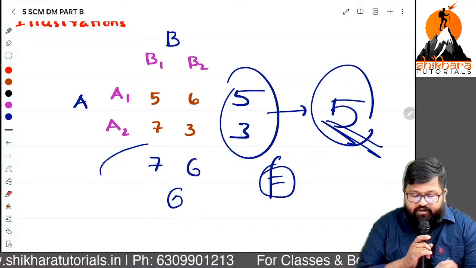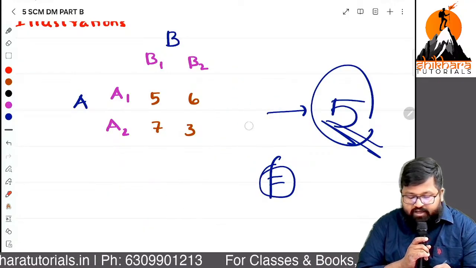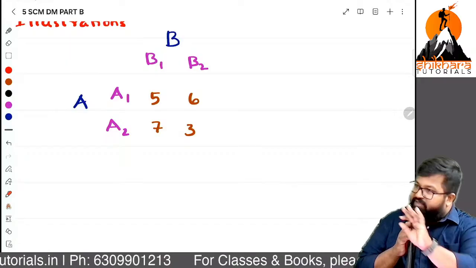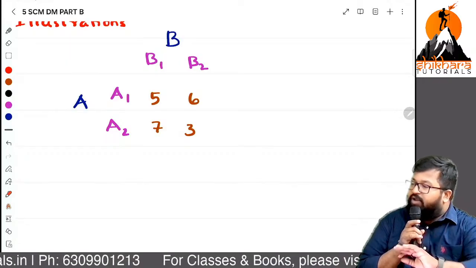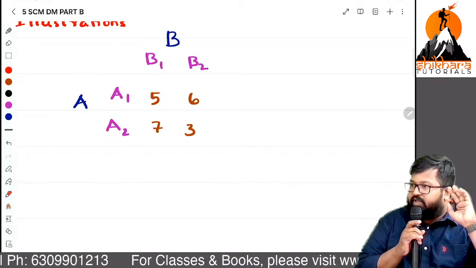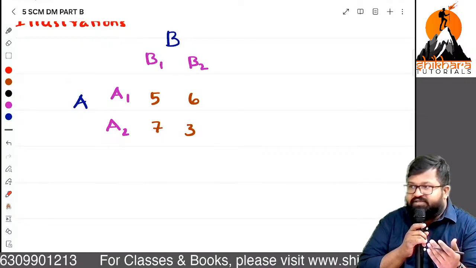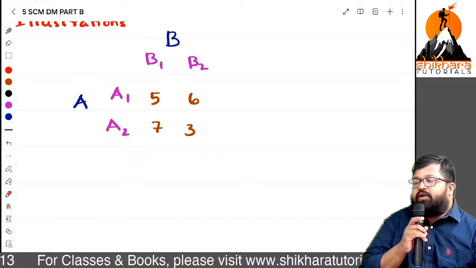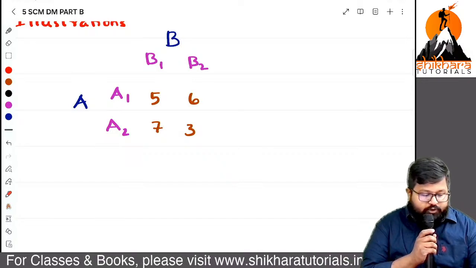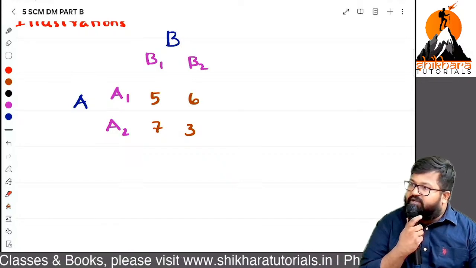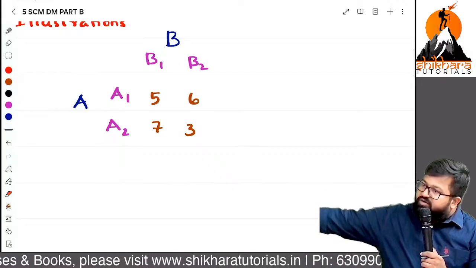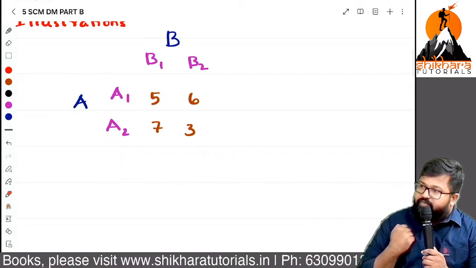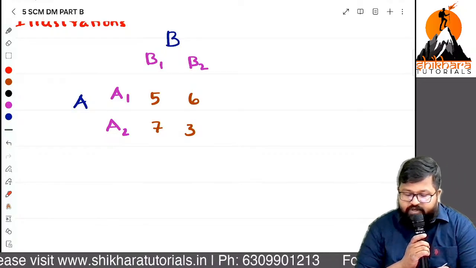At this point, minimax and maximin are not equal. That is clear? So there is no saddle point, and we need to apply mixed strategies. What is the first mixed strategy? Odds method. In the odds method, what is the basic rule? The order of the matrix should be 2 by 2. Is the order of the matrix 2 by 2? Yes, 2 by 2, so I am proceeding with that.